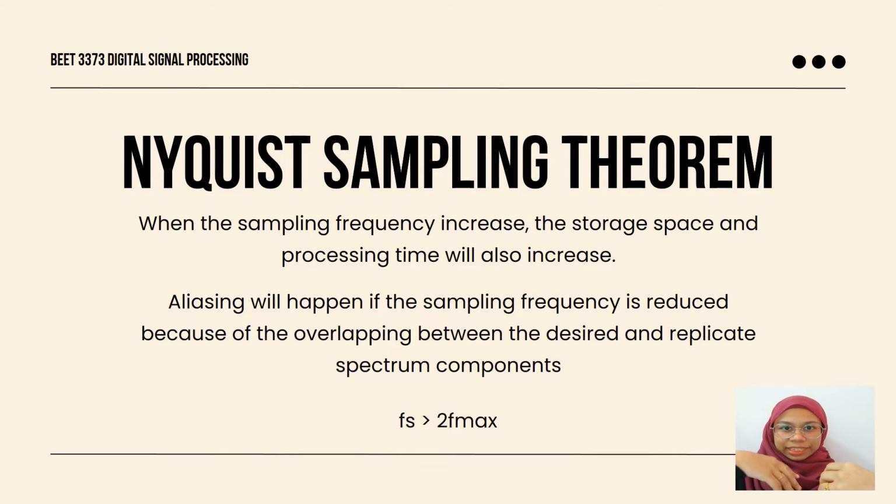Nyquist sampling theorem: when the sampling frequency increases, the storage space and processing time will also increase. Aliasing will happen if the sampling frequency is reduced, because of the overlapping between the reserved and replicated spectrum components. Fs must be bigger than 2 Fmax.